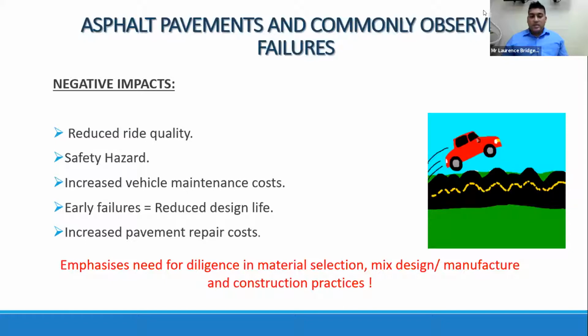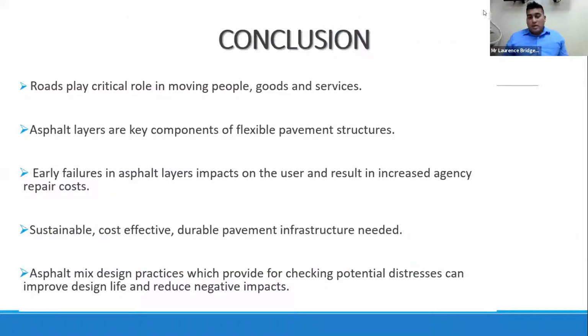All in essence, there is an emphasis for diligence in material selection, mix design, manufacturing, and construction practices within the industry. In concluding, it is essential to know that roads play a critical role in moving people, goods, and services within our society. Asphalt layers are key components of these flexible pavement structures. The early failures in asphalt layers impact both the user and result in increased agency repair costs when they have failed before the anticipated design life.